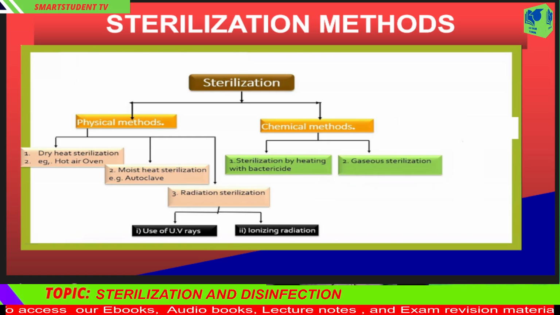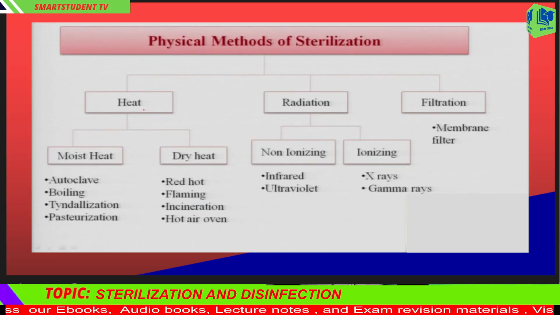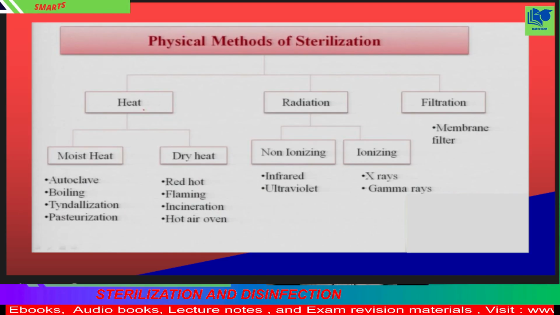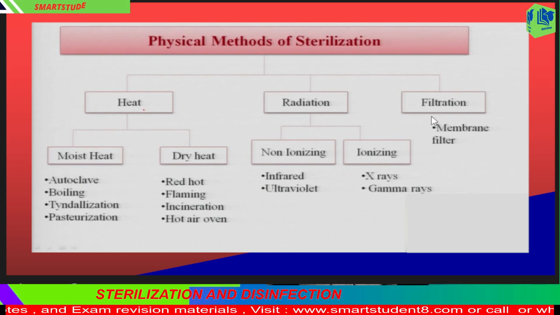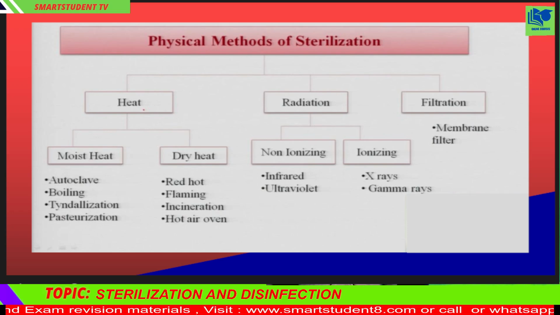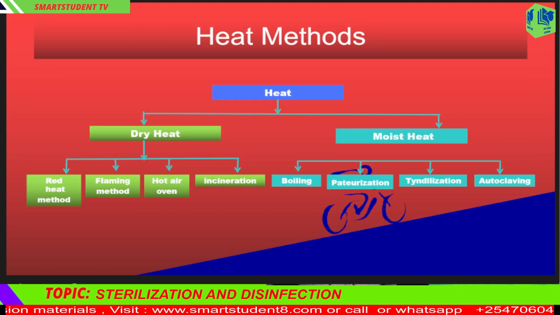1. Physical methods of sterilization. Physical sterilization methods use tangible factors like temperature, light, or physical barriers to destroy or remove microorganisms. These methods are categorized into heat methods, radiation methods, and filtration methods. Let's start by discussing the heat method. Heat is one of the oldest and most reliable sterilization methods.